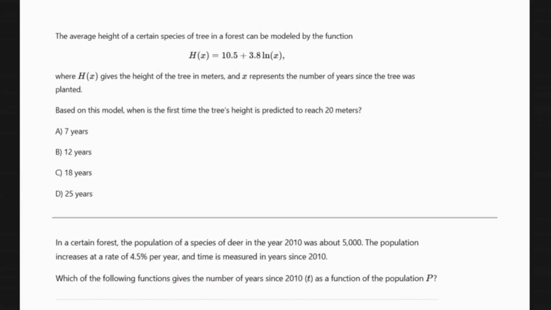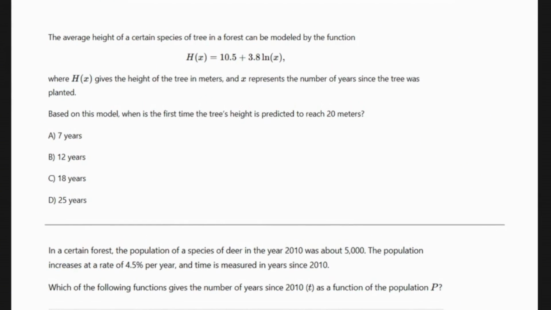I think we're okay. The average height of a certain species of tree in a forest can be modeled by that function right there, where h of x gives the height of the tree in meters, and x represents the number of years since the tree was planted. Based on this model, when is the first time the tree's height is predicted to reach 20 meters?